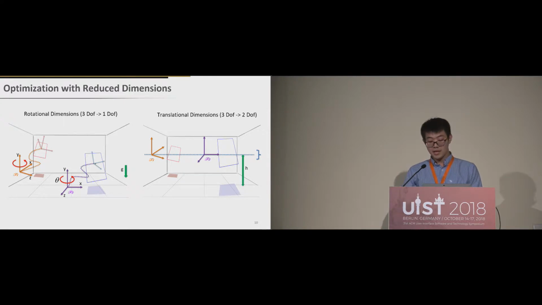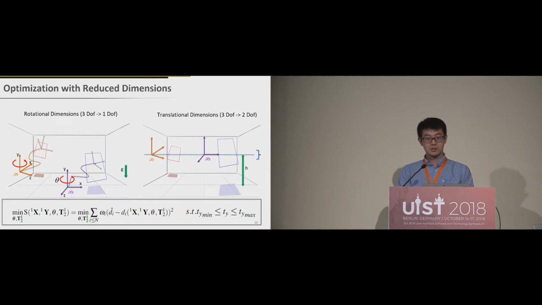The user initializes the SLAM roughly at the same height. Then, during the registration, we ask the user to kindly hold the device at roughly the same height. Then we add boundaries to the translational dimensions for the optimization. Finally, we derive our cost function and the constraints.